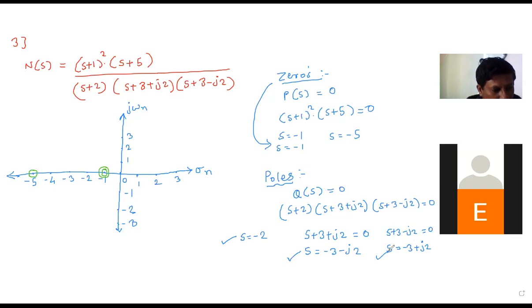Yes, sir. Okay. Now at s is equal to -2, one pole will be there. That is s is equal to -2, where it is here. So one pole I will mark at -2. Now s is equal to -3.